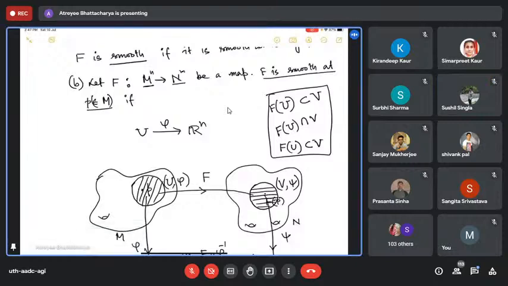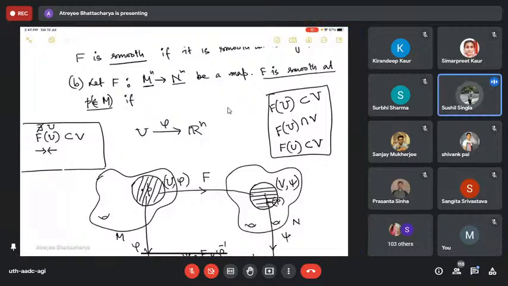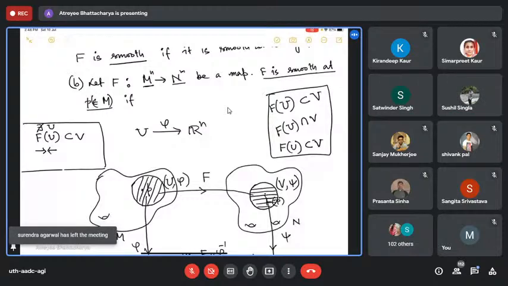Yeah, what can we do? F of U is contained in V, an open subset of N. Therefore, I will suppose that this is a continuity, and for that, we don't need a continuity argument. This can be a way out, but the thing is still how we will make sure that our definition is independent of the coordinate charts. That's what we are saying.